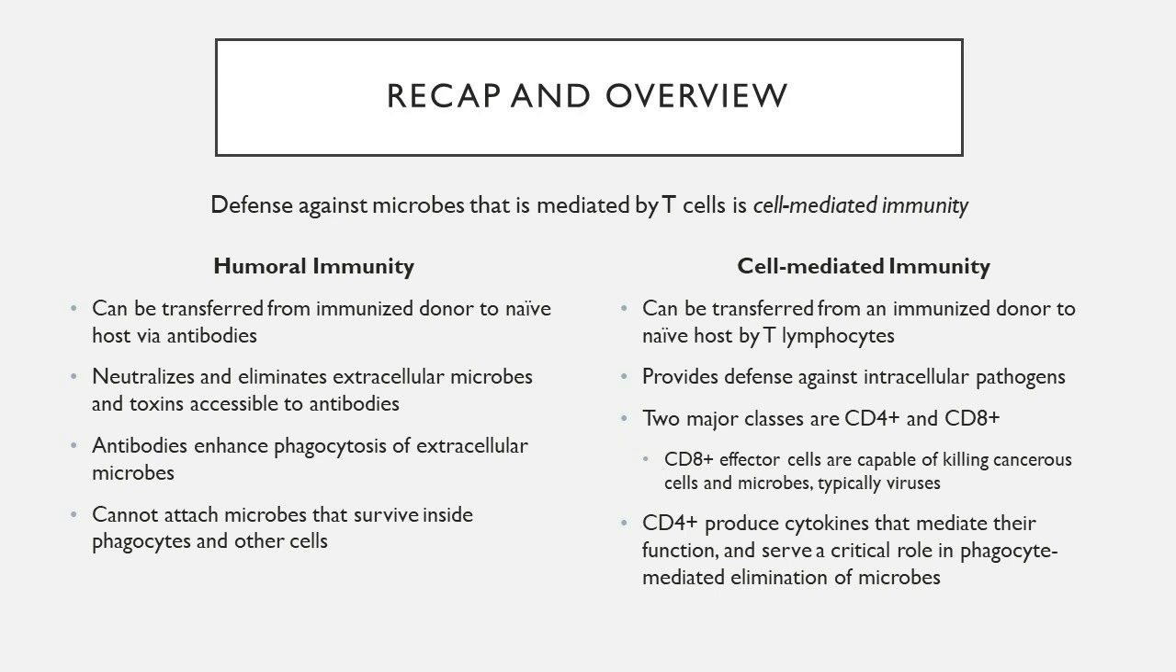The CD8 plus cells are effector cells capable of killing cancerous cells and microbes that are inside the cytosol region. So we want to think of viruses, because they typically take over DNA replication pathways within the cytosol of cells. CD4 plus cells, on the other hand, tend to mediate their functions through cytokines. So don't think of them as directly killing cells like CD8 plus cells by directly linking up to other cells. They might link up to other cells, but then they use cytokines to help mediate their functions and instruct other cells what to do. They serve a critical role in phagocytosis-mediated elimination of microbes by enhancing the phagocytosis process through cell-mediated pathways, as opposed to antibodies that can do the same thing through humoral immunity pathways.